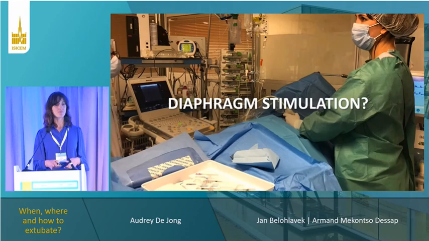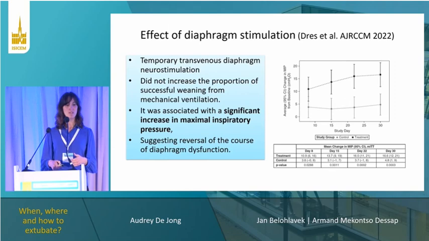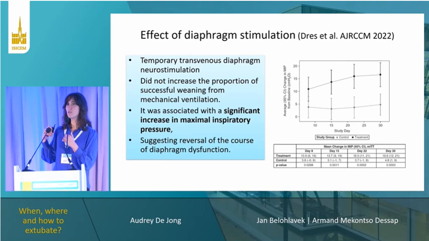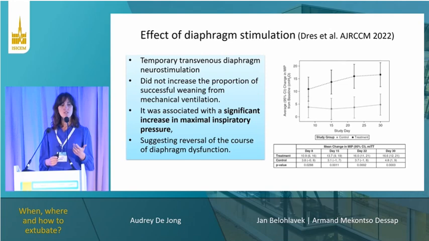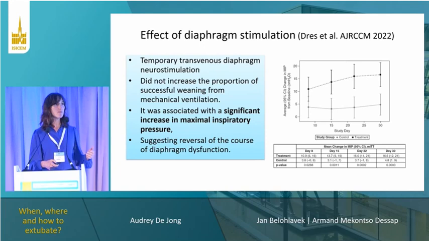What about diaphragm stimulation? Professor Demoule talked a lot about diaphragm, and his team performed a study about diaphragm stimulation through a subclavian catheter, and they found that the temporary transvenous diaphragm neurostimulation was associated with a significant increase in maximal inspiratory pressure. So for now, it's not available in routine, but maybe in the future, we will have this therapeutic.